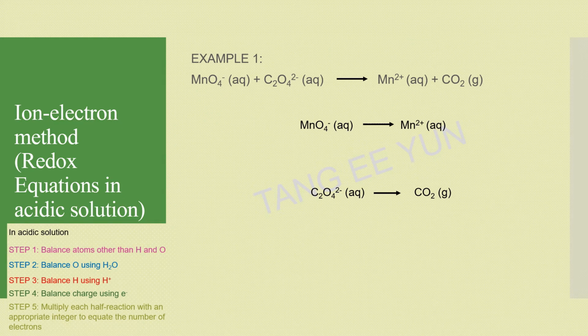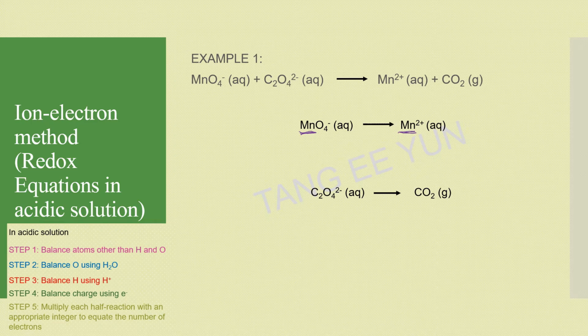After we have separated the redox equation into 2 parts, now we can balance each part using the 5 steps. So step number 1, we balance atoms other than hydrogen and oxygen. In the first half equation, the other atom here is the manganese atom. In permanganate ion, we have 1 manganese atom, and on the product side, we also have 1 manganese atom. So that means the manganese atom is balanced. Now we can move on to step number 2.